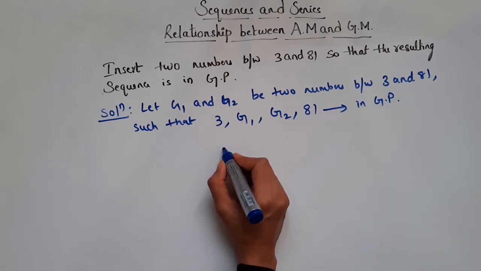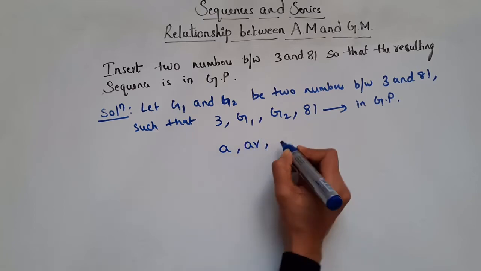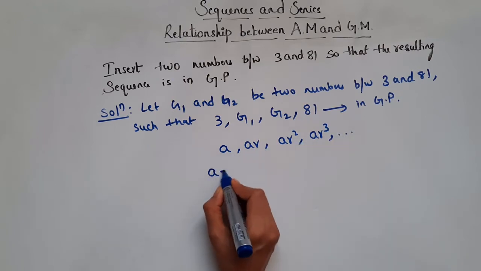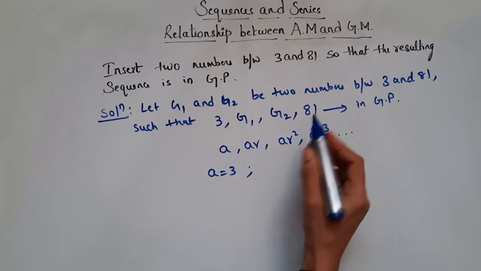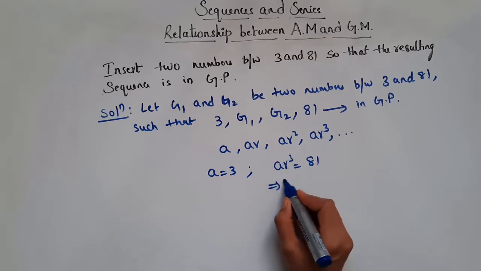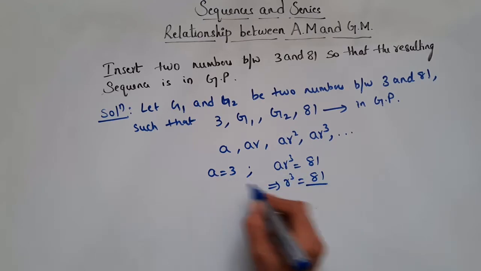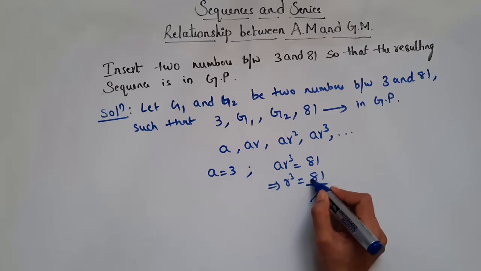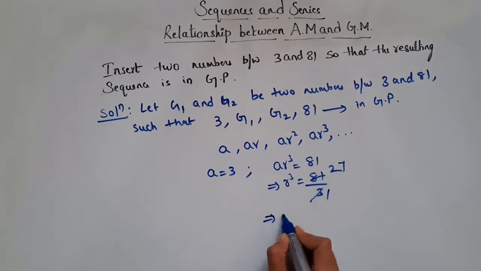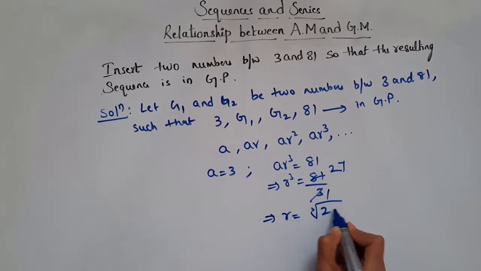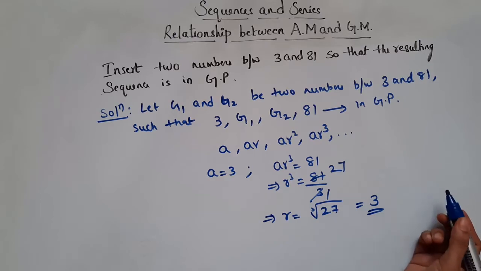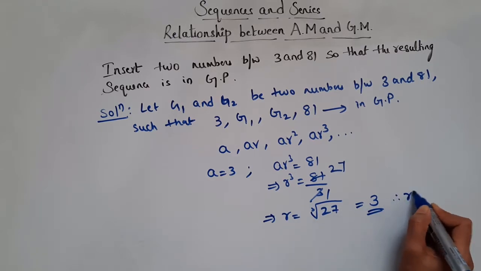So we know in GP the terms are of the form A, AR, AR square, AR cube and so on. Here A is equal to 3 and here A into R power 3 is nothing but 81, right? So from here we can find R. So R cube is equal to 81 by 3. This A is 3 here. So 3 1s are 3, 3 2s are 6 and 3 7s are 21, right? So this implies R is equal to cube root of 27. So cube root of 27 is nothing but 3, right? So 3 3s are 9, 9 3s are 27. So therefore we can say R is equal to 3.